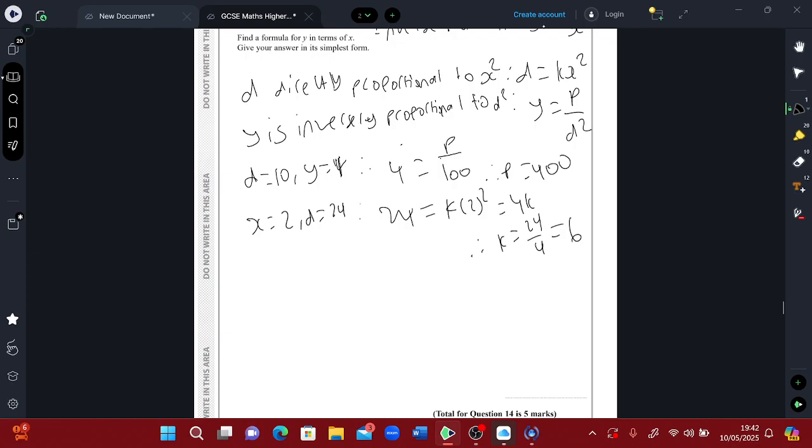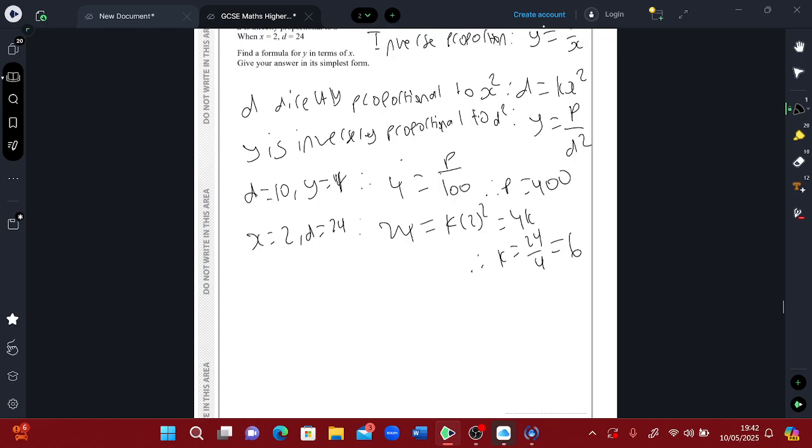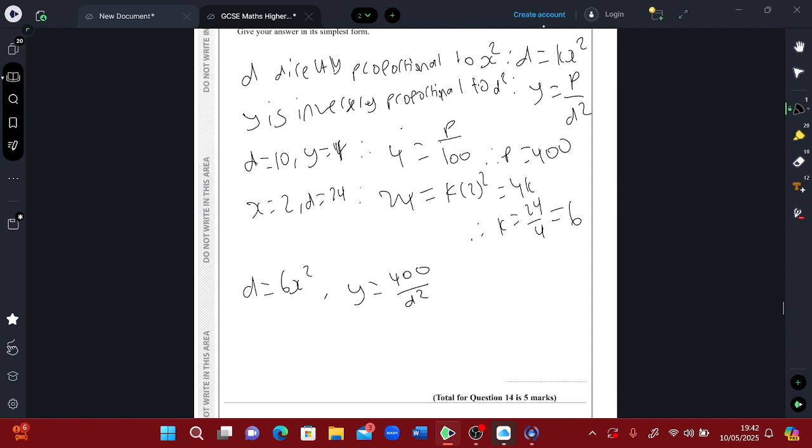So then it's asking y in terms of x. Well, let's rewrite these two again, because now we know the values of the constants. So d now is 6x squared. And we also know that y is 400 over d squared. Well, if we just square d, we get d squared. So that's going to be 6x squared squared, which is 36x to the 4. And so therefore y is simply going to be 400 over 36x to the 4.